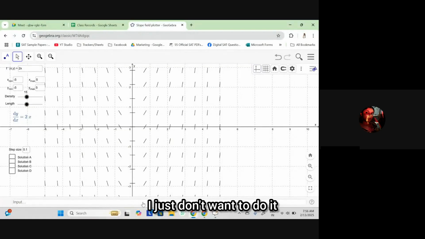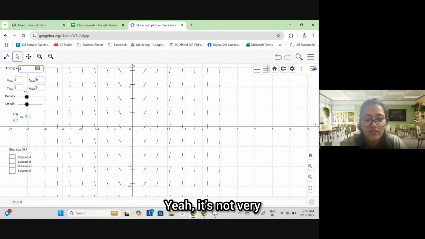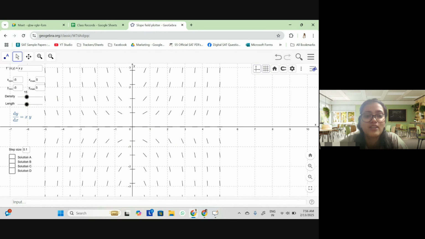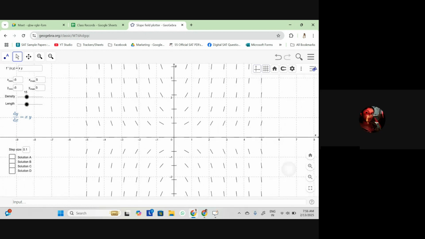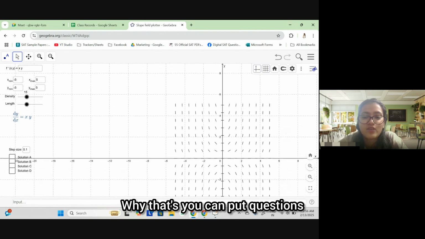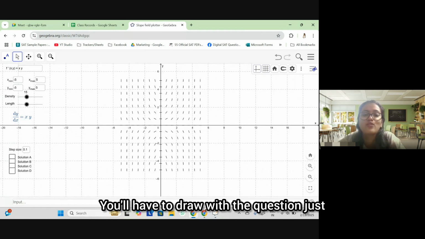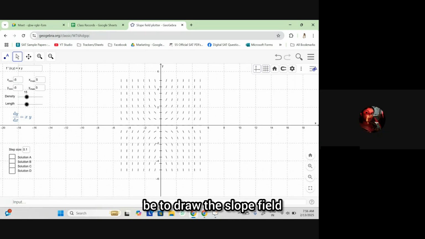Okay, I understand it. I just don't want to do it. How would you put questions like this on a test? You can put questions like that. Would the question just be to draw the slope field? Yes.